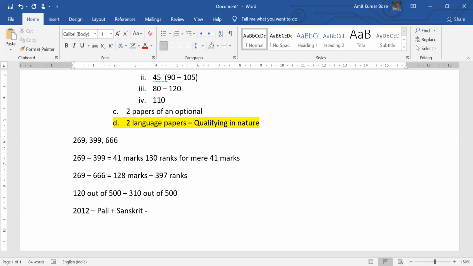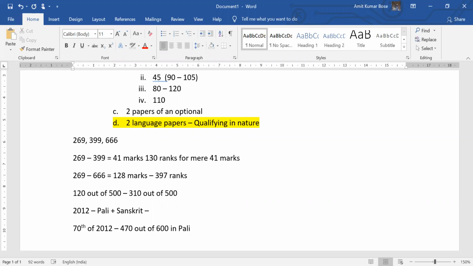But yes, we have seen candidates, in fact, the 70th ranker of the 2012 batch. The person scored 470 out of 600 in Pali. 470 out of 600. Just imagine. And given this one optional, the person could secure that 70th rank.